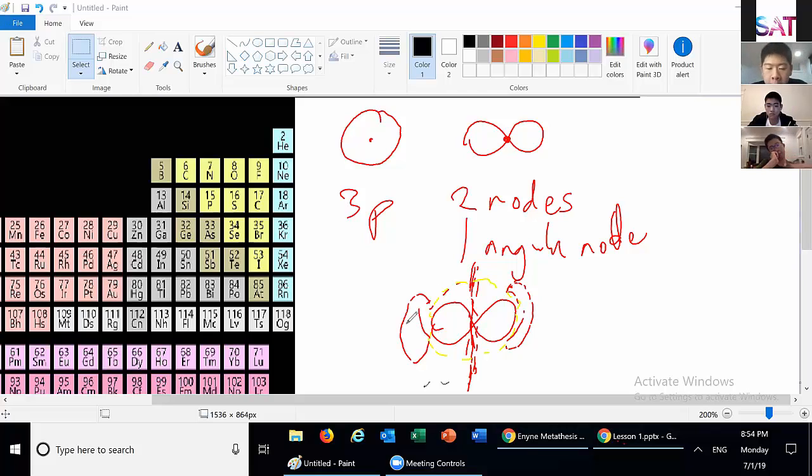So now we have, okay. As you can see, we have the one radial node and the one angular node. Okay, so I think now we're ready to move on.